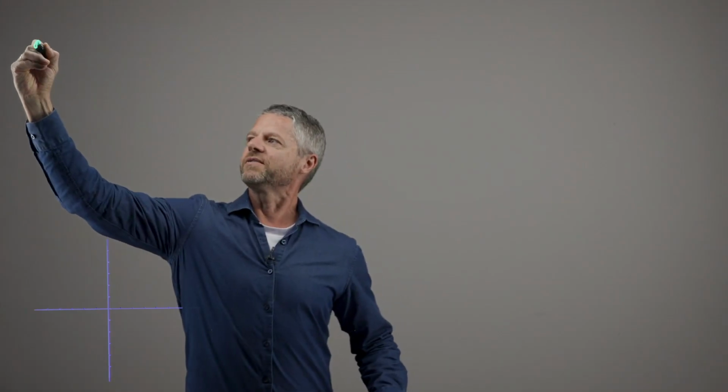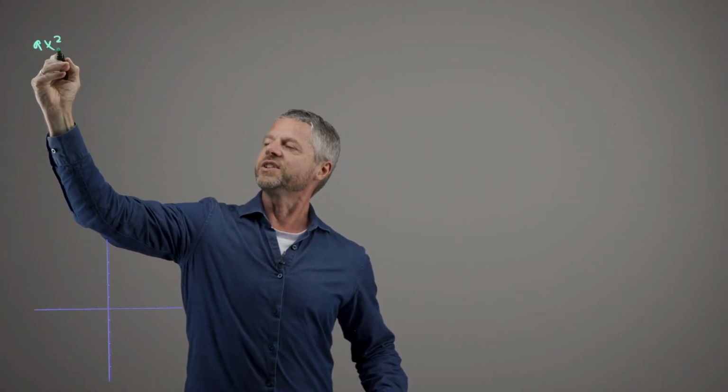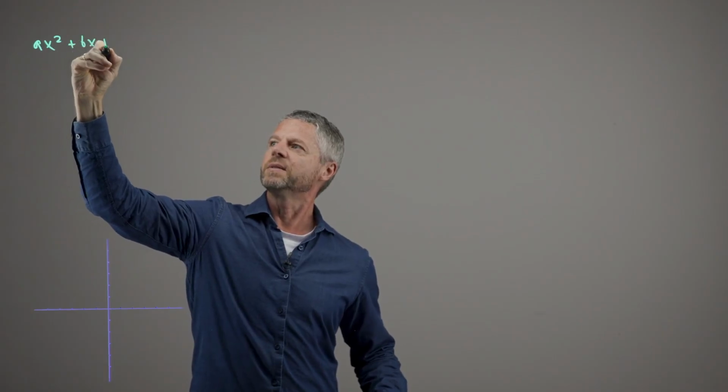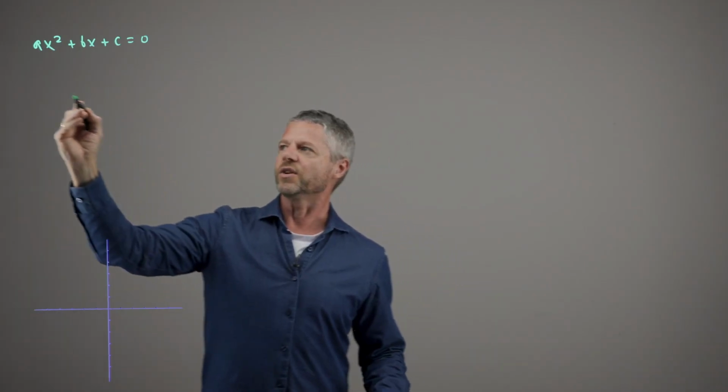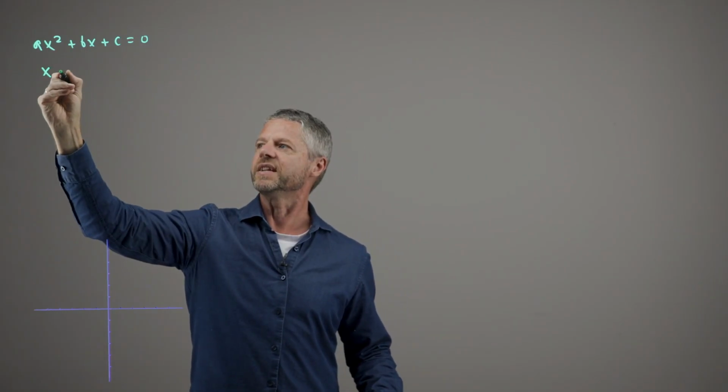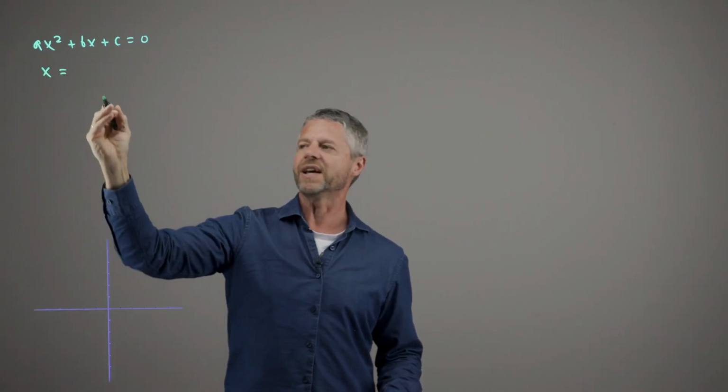So remember, we have our definition of a quadratic equation: ax squared plus bx plus c equals 0, where a, b, and c are real numbers and a is not equal to 0. And the quadratic formula is a formula for solving this equation, so finding the roots. And it's given by this formula.